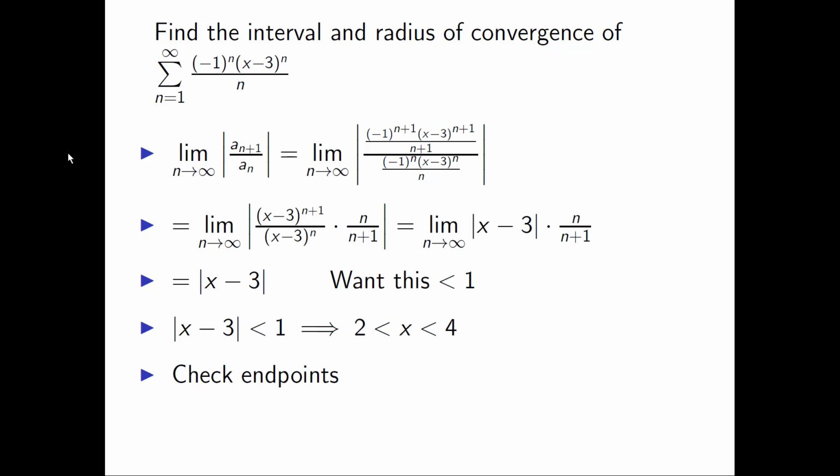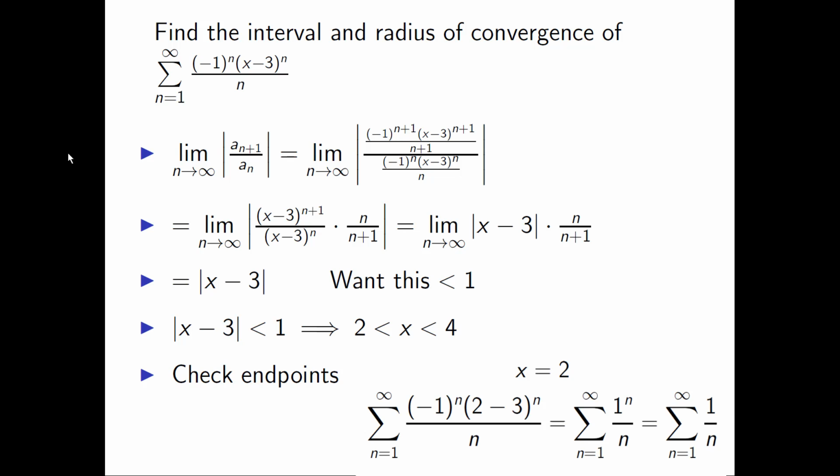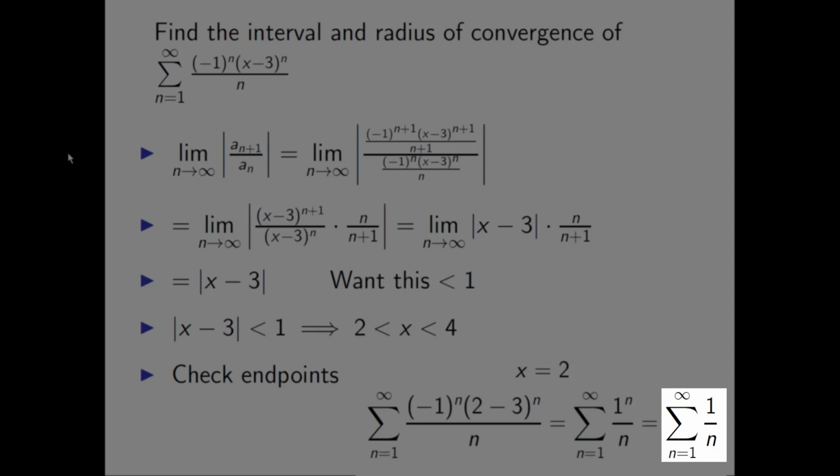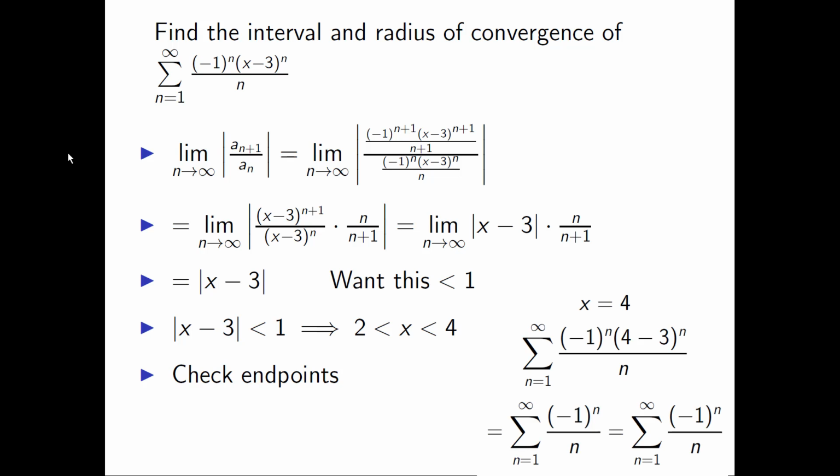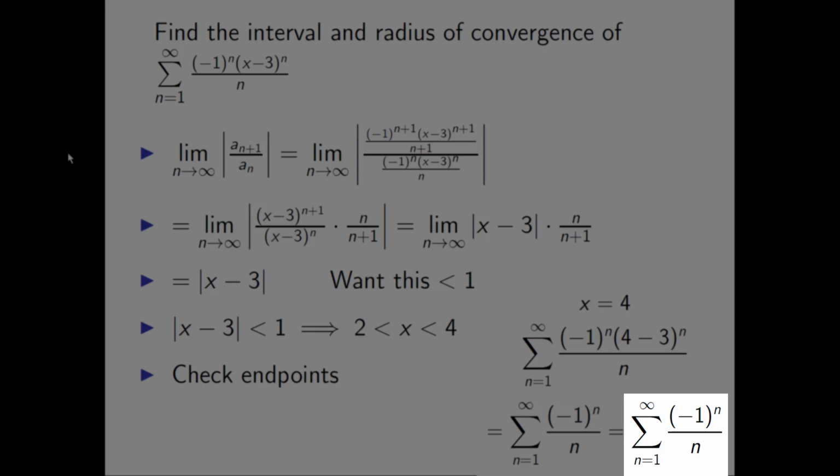We can quickly pop 2 back into the original formula. And I'll do the algebra pretty quickly, but if we plug 2 into this original series here, in fact our series just becomes the sum from n equals 1 to infinity of 1 over n, which we know diverges, that's a harmonic series. And similarly, we plug 4 in here. In fact, we get something slightly different. We get the sum from n equals 1 to infinity of minus 1 to the n over n, which is an alternating series, and the terms are going to 0, therefore this is convergent.